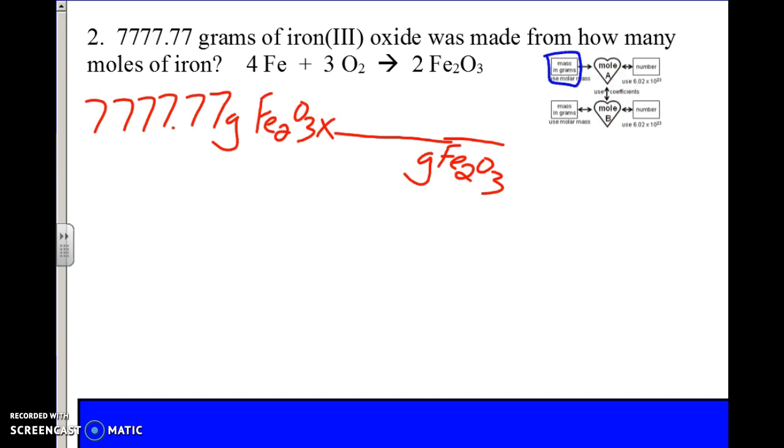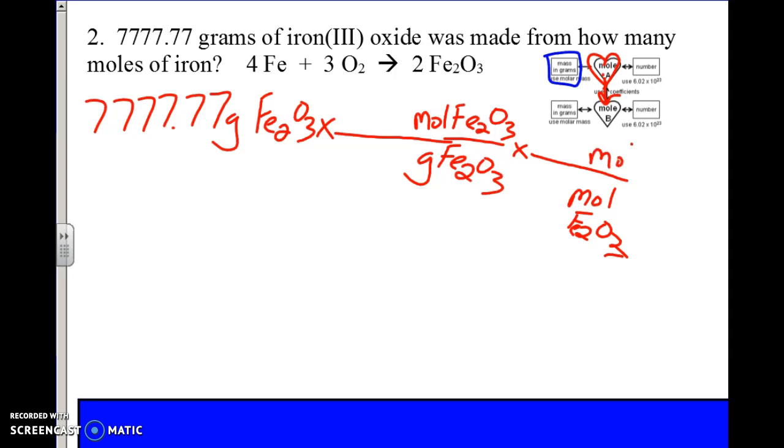the only place we can go is to mole island. So this would be moles of Fe2O3. Once we're over here on mole island, so this would be moles of Fe2O3. I've got to put an E in there. We're right here. We're going to go down to mole island of iron. So it's going to be moles of Fe.